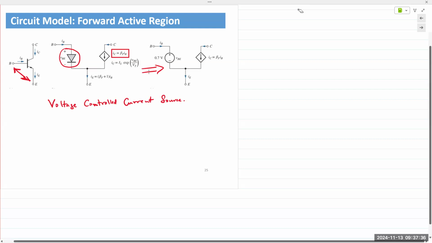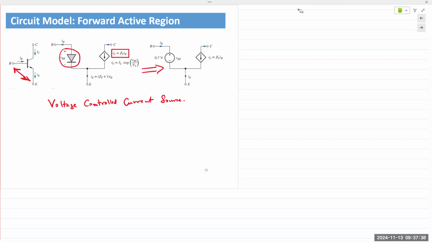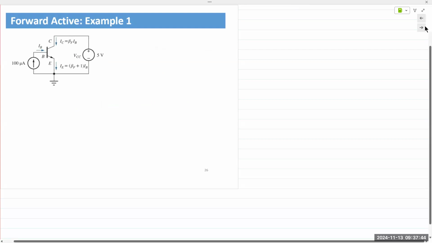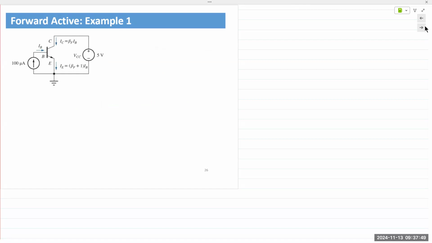That's all it's doing. So let's look at a couple of examples in the forward active region. In this example, we have a BJT with two biasing sources, VCC on the output side, and a current source of 100 microamps on the input. We are given a couple of values. One is IS, the saturation current, 10 raised to minus 16. And then we have alpha as 0.95.